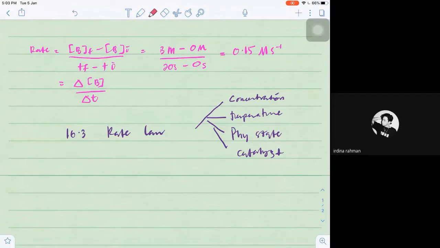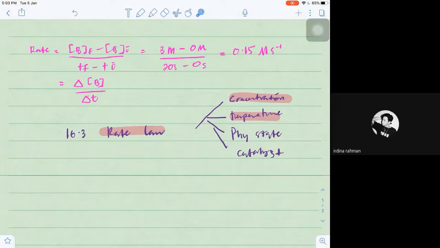So when we talk about the rate law, it expresses how the rate is affected by the first two factors, which are the concentration and the temperature. That is why the textbook said that the rate law expresses the rate as a function of the concentration and the temperature. The rate law is based on the experiment. The rate law for any reaction is based on the experimental data that we get, so we cannot make any hypothesis about what the rate law is. It has to be based on the experimental data.